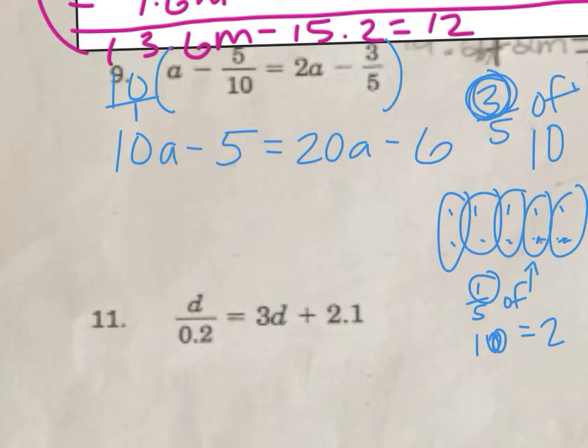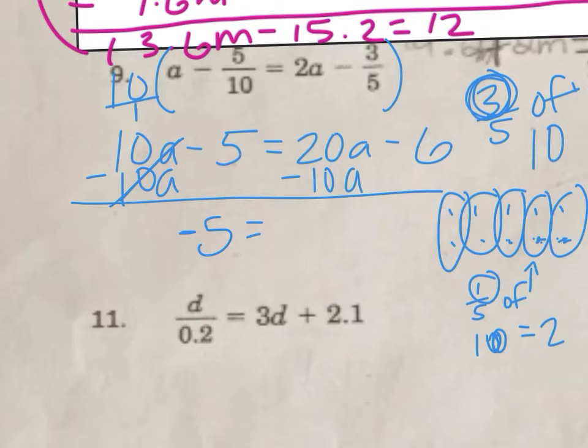So now I'm going to look for the smaller value of my variable. In this case, 10a is smaller than 20a, and I'm going to subtract it from each side. Take that 10a off. So that leaves me a minus 5 or a negative 5 equals 10a minus 6. And so now I'm adding 6 to each side.